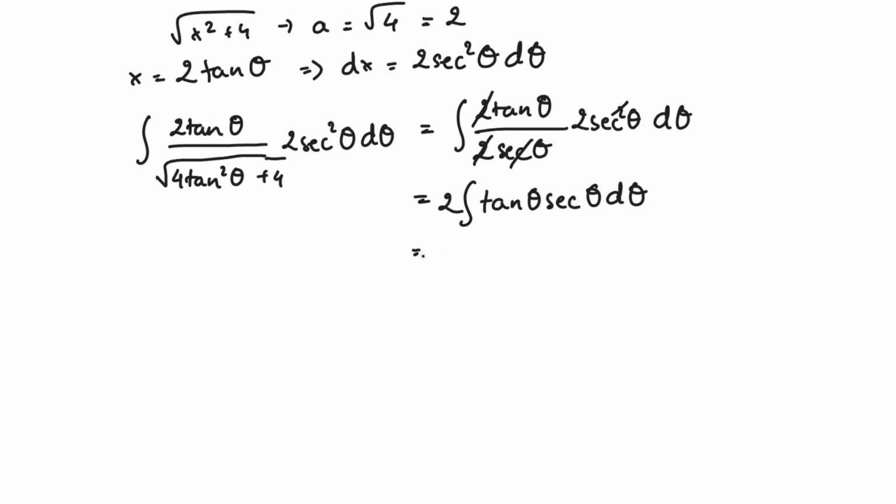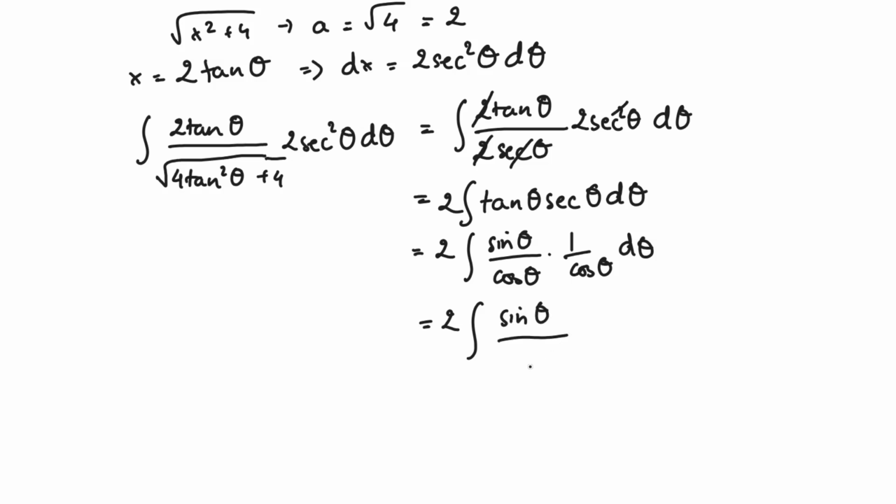Next, I'm going to break tangent and secant down to sine and cosine. You know tangent equals sine over cosine, and secant equals 1 over cosine. So that essentially gives sine over cosine square.